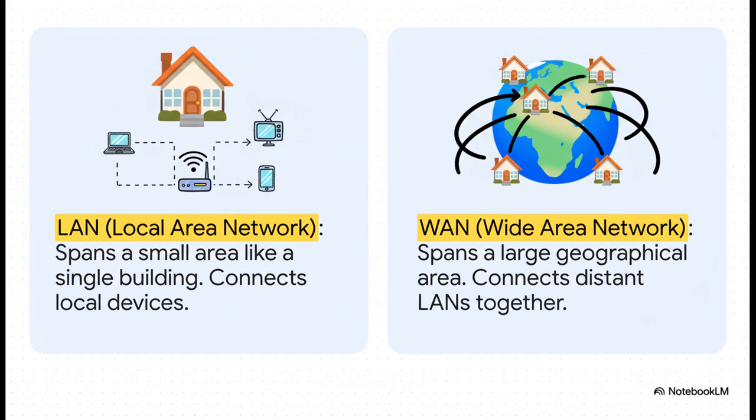A LAN connects all your stuff in one place. A WAN connects all those different LANs together, across cities, across countries, across oceans. So your home Wi-Fi is your LAN. The internet, that's the ultimate WAN, linking millions upon millions of LANs all over the globe.